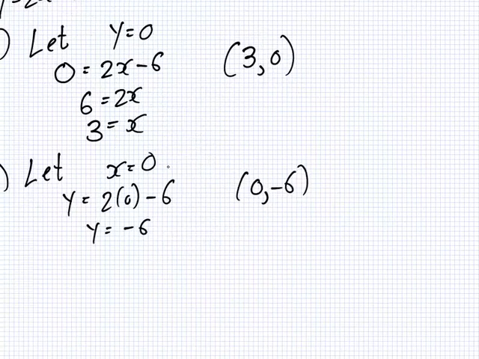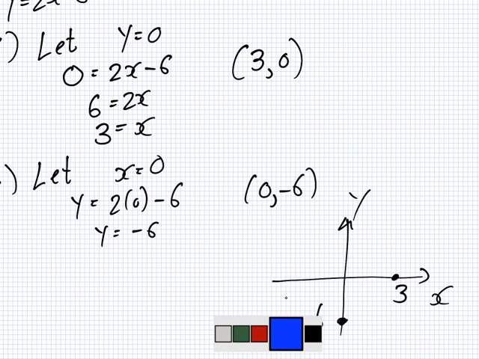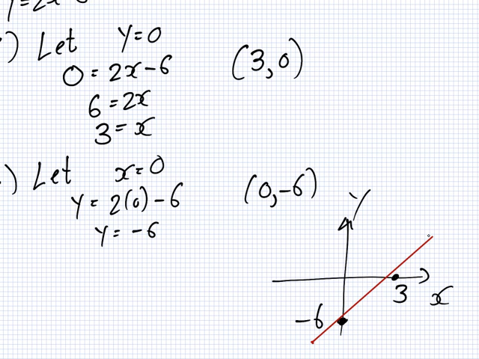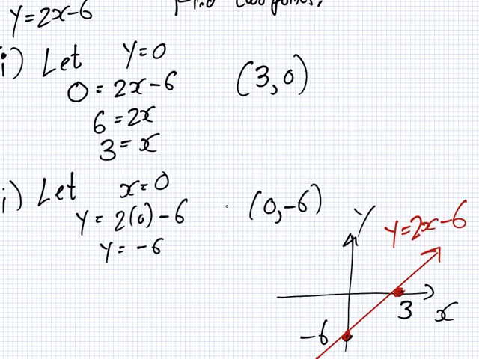Now that I have my 2 points, I can easily draw this line. x, y, that's minus 6, that's 3, and then my line looks like this. And what was it? y equals 2x minus 6. Okay, so we can write this one down. Then I'll give you one to try.